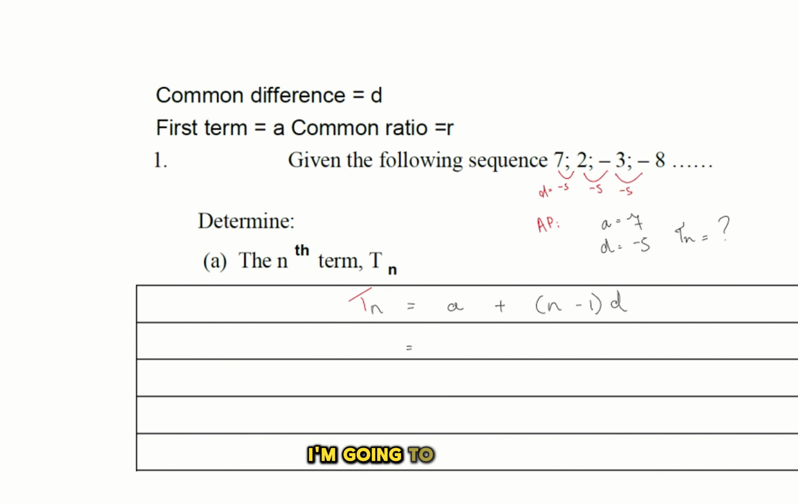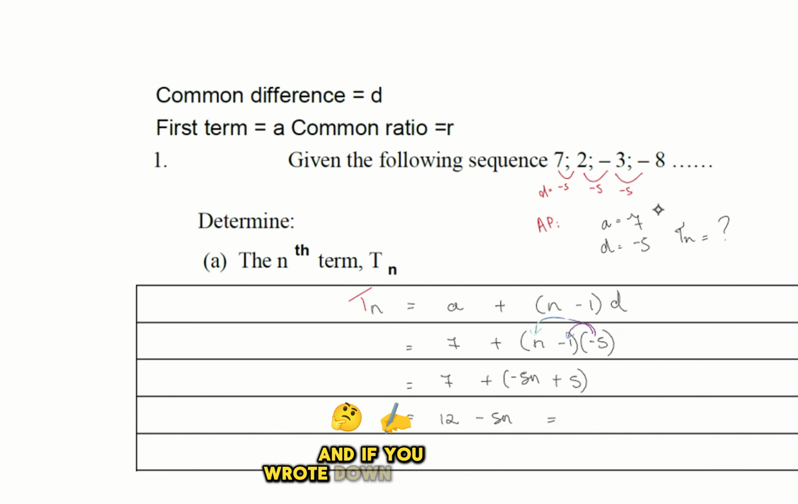I'm going to do substitutions: 7 + (n - 1)(-5). Now I'm going to do simple arithmetic. I'm going to leave that in a bracket for now, just showing the distribution I'm going to take, -5. I want you, especially those of you who didn't join us this morning, to take down these notes. A negative times a negative equals a positive, so that becomes +5, and my final answer is 12 - 5n. If you wrote -5n + 12, that's also right.